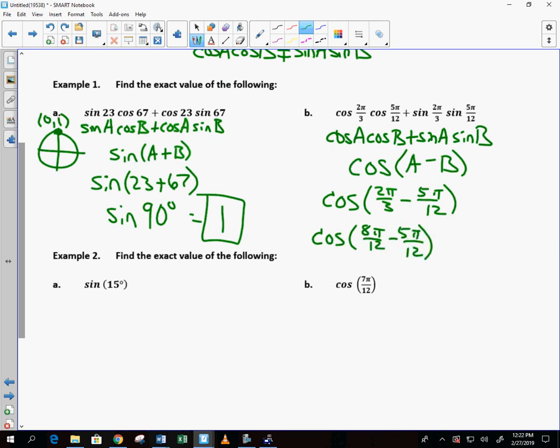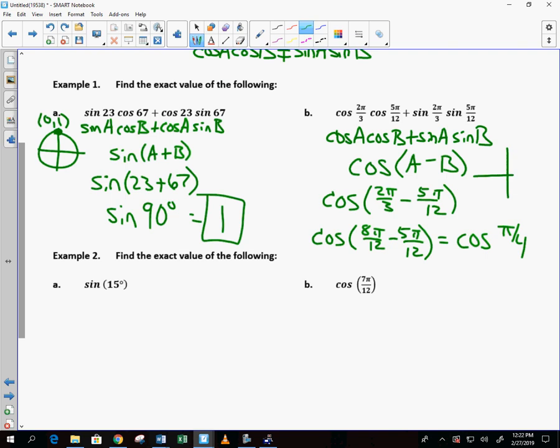What's 8 pi over 12 minus 5 pi over 12? 3 pi over 12. What's 3 pi over 12 simplified? Pi over 4. So I have the cosine of pi over 4. Pi over 4 is how many degrees? 45 degrees. I want to try to find the exact value.